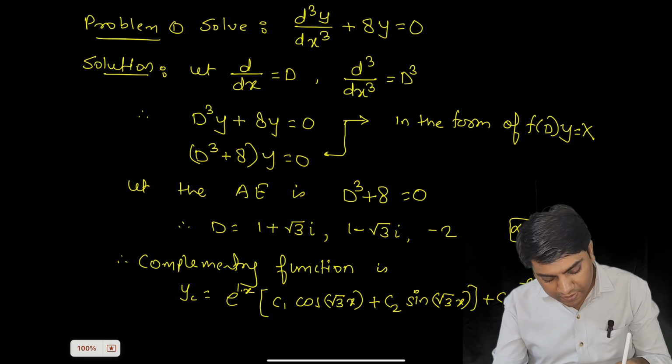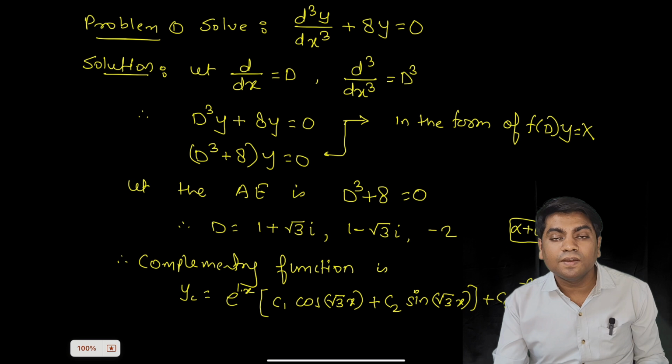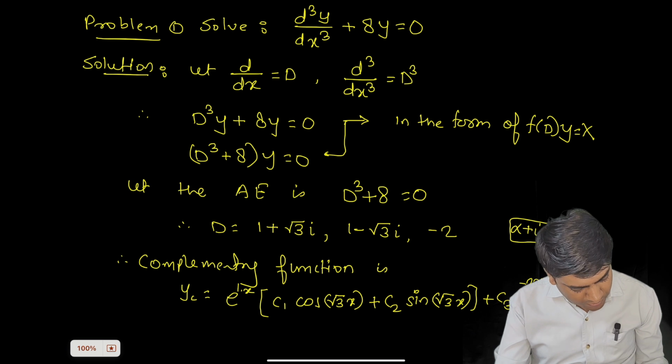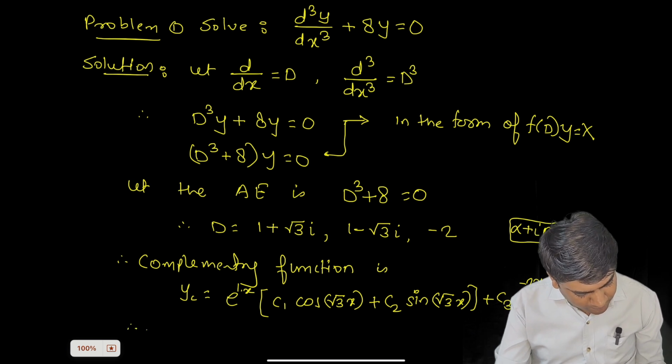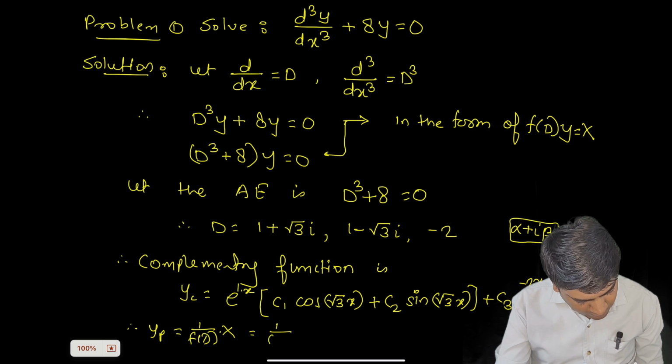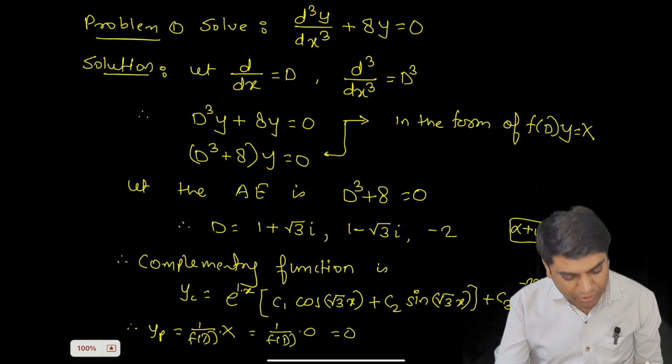Okay, now see, since here we have capital X is equal to 0, it means the particular integral will be 0. So therefore yp is equal to 1 upon f of D into X, which is equal to 1 upon f of D into 0, which is equal to 0.